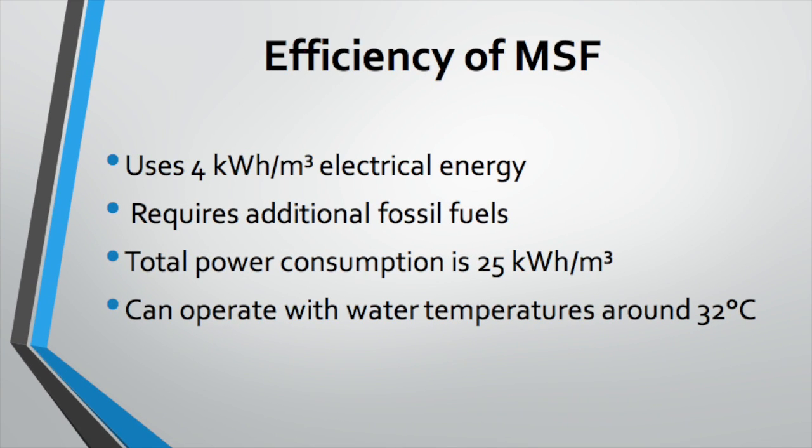Multi-stage flash distillation, on the other hand, uses around 4 kilowatt hours of electrical power per cubic meter of fresh water produced. This type of plant, though, requires additional fossil fuels to be used to heat the water to produce steam. So the overall power consumption on a multi-stage flash distillation plant would be around 25 kilowatt hours per cubic meter of fresh water produced. This method of distillation, though, can produce a product stream as low as 50 parts per million of total dissolved solids. And once the water is cooled, it would be usable for any type of irrigation or even consumption.